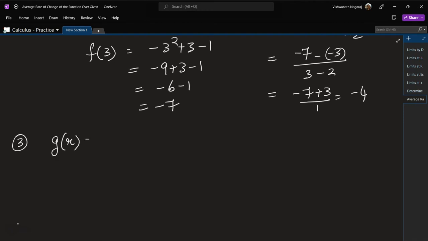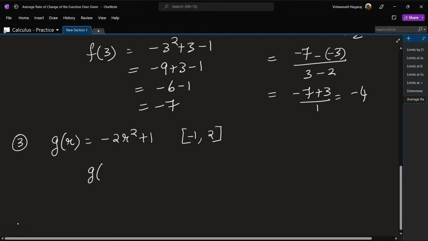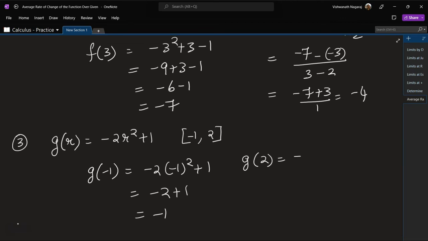g of r is equal to minus 2r square plus 1 in the interval of minus 1 to 2. So g of minus 1 is equal to minus 2 times minus 1 square plus 1, which is minus 2 plus 1, which is minus 1. Similarly, g of 2 is equal to minus 2 times 2 square plus 1, which is minus 2 times 4 plus 1, which is minus 8 plus 1, which is equal to minus 7.